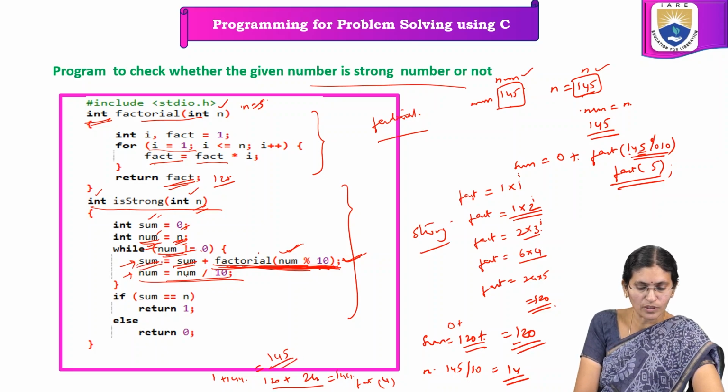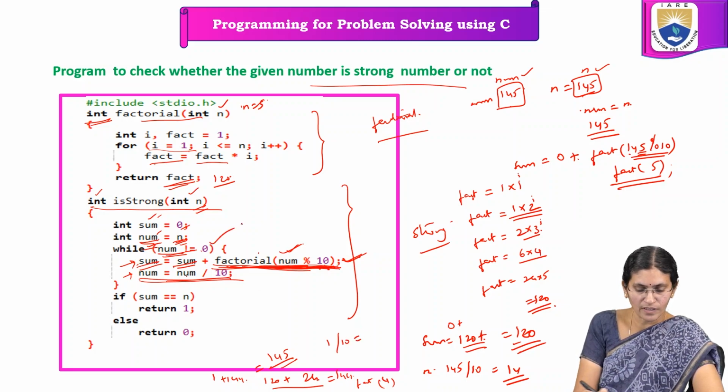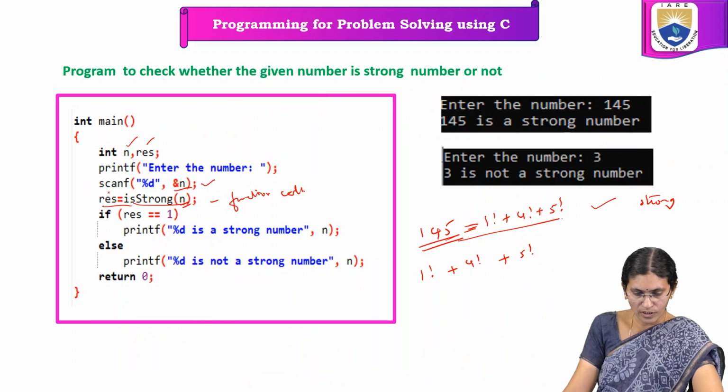Sum is equal to 145, and when you divide num now, you will get 0. Therefore this condition becomes false. It will come out of the while loop, and we check whether sum is equal to n. The sum value is 145 and the n value is also equal to 145. So if this condition becomes true, it returns 1. It will return the value 1 to the calling function, so res is equal to 1 now.